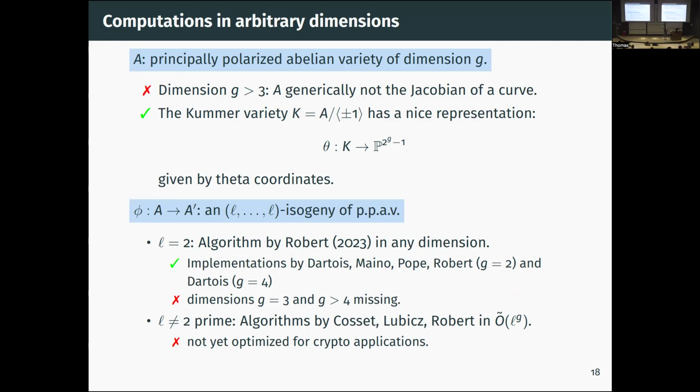Yeah. So about the running time, it's known that if you compute such an L-L-L-L isogeny, where multiple L's means that we have a product of cyclic groups of order L, g times, then there exist algorithms that are polynomial, in O of L to the g. So linear in the size of the kernel of the isogeny. Thank you.